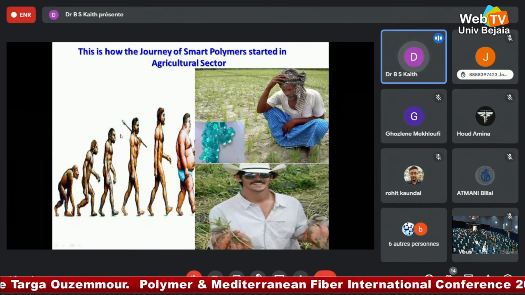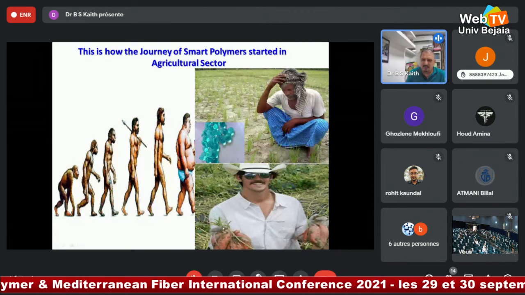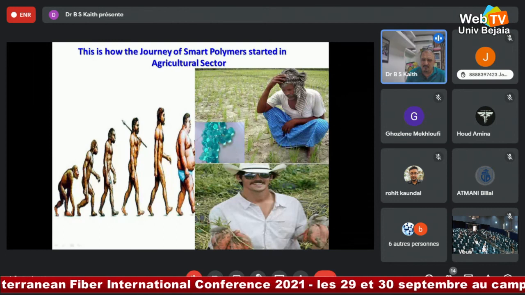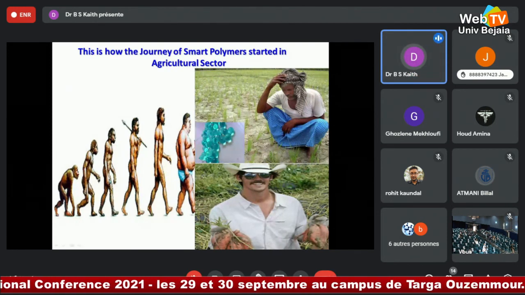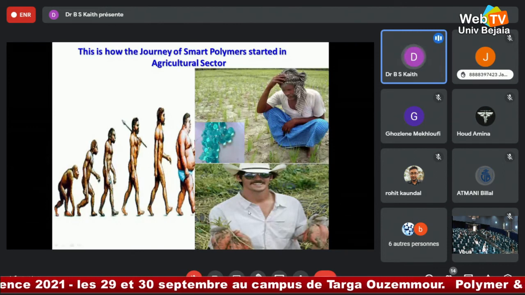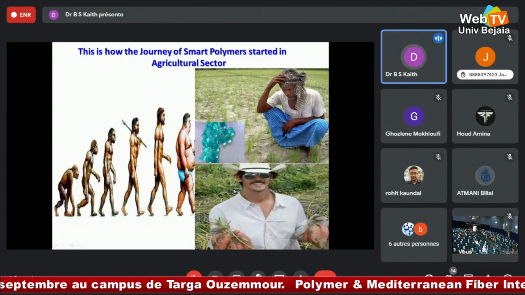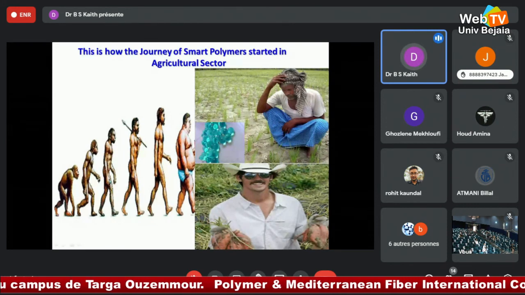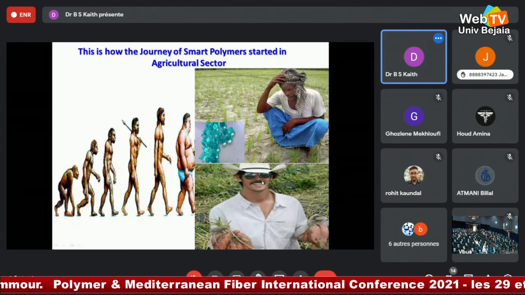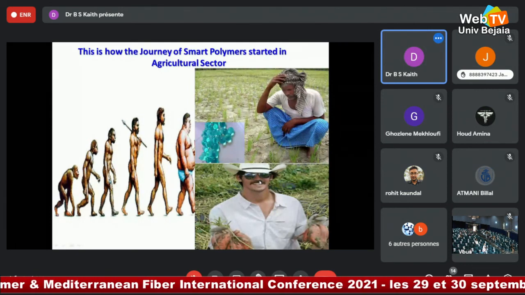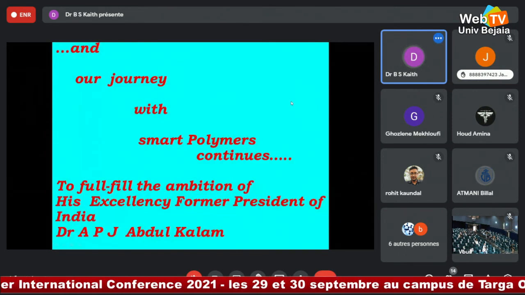So now the farmers are not simple farmers. They are smart farmers. They are prosperous farmers. They know how to get more benefit out of the minimum. And we are using all the latest types of technologies in their farms, in their fields, and they are getting better crop yields as compared to the earlier farmers. And our journey with smart polymers continues.